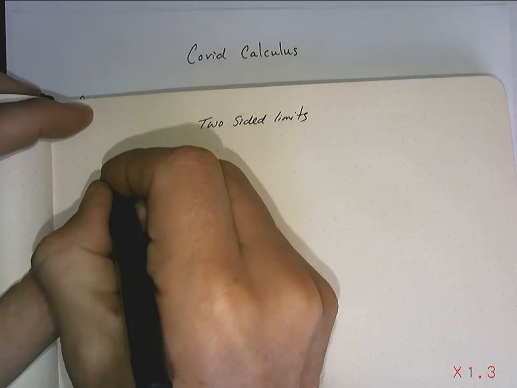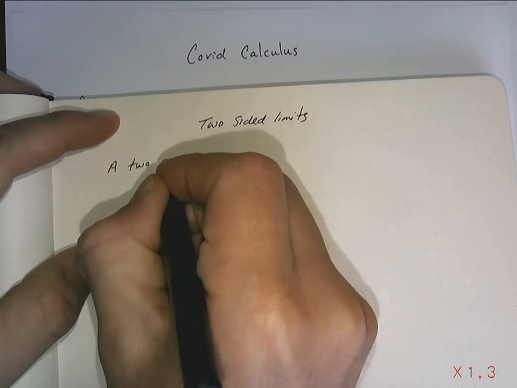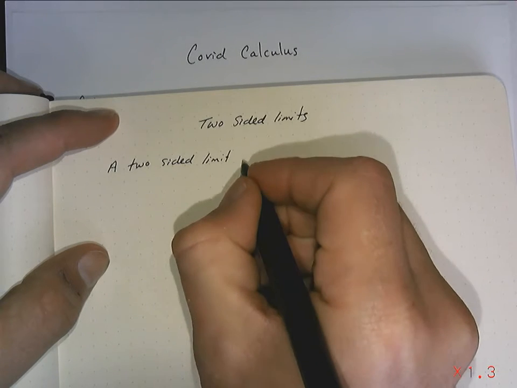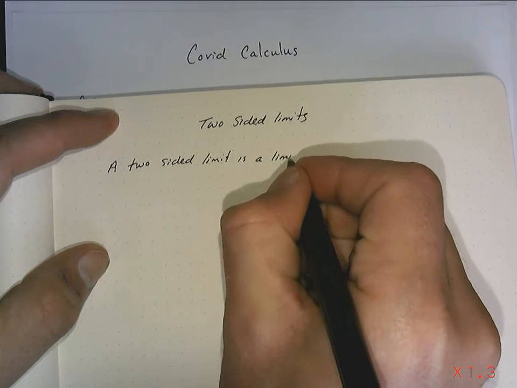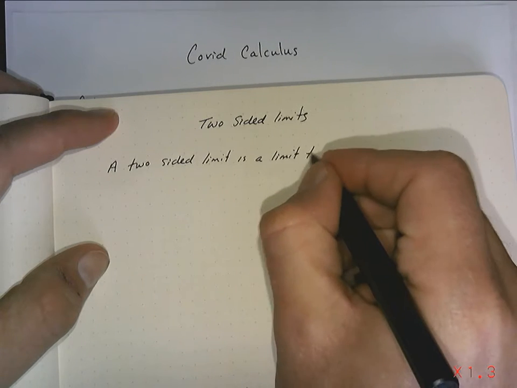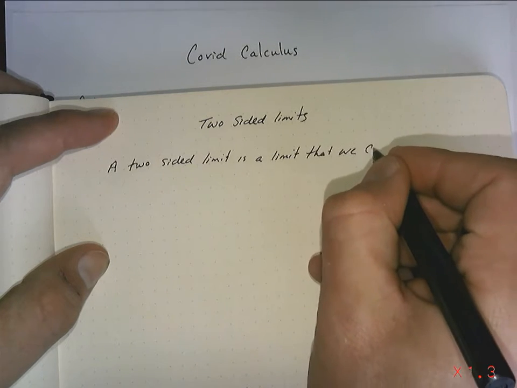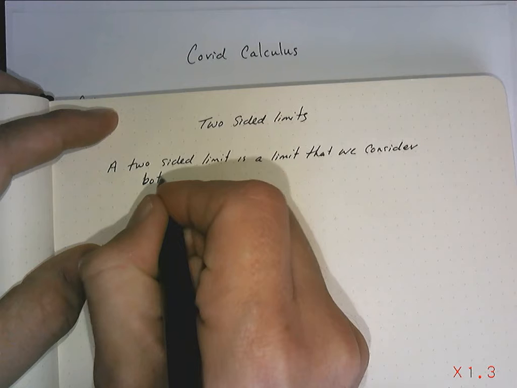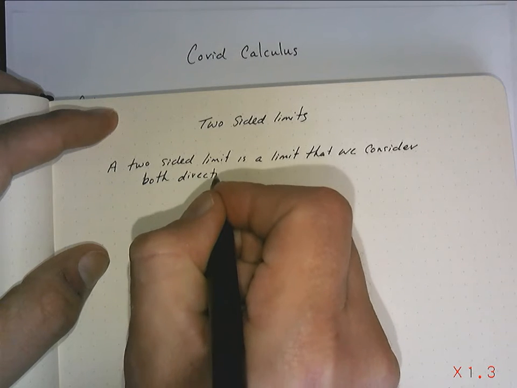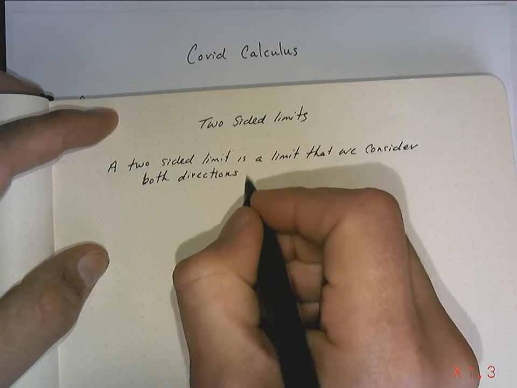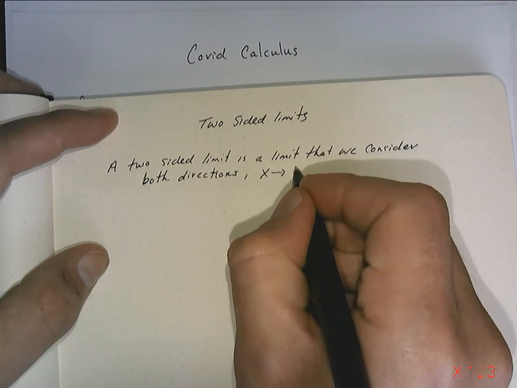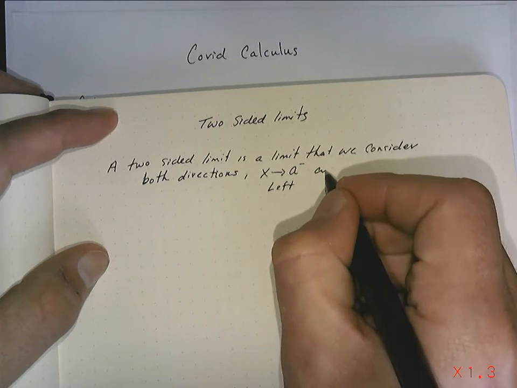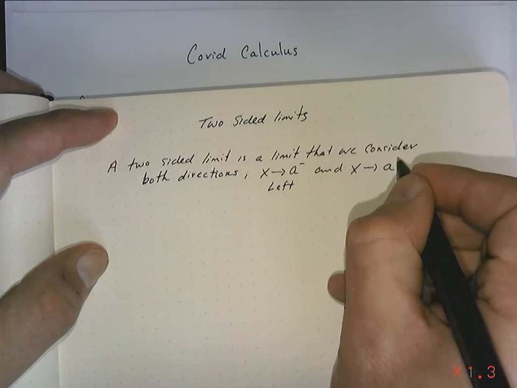All right, so two-sided limits now. A two-sided limit, we need a definition. A two-sided limit is a limit that we consider from both directions. We consider as x approaches our a value from the left, and we consider as x approaches our a value from the right.